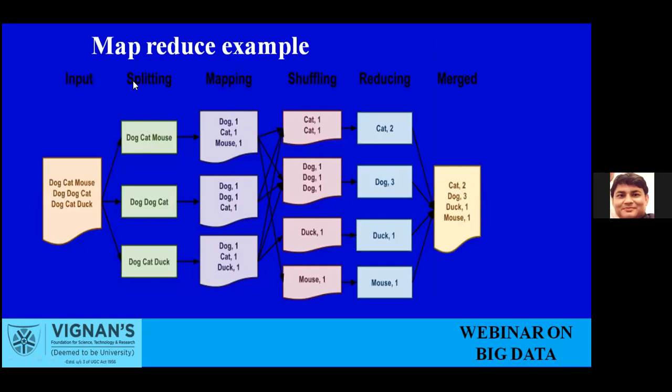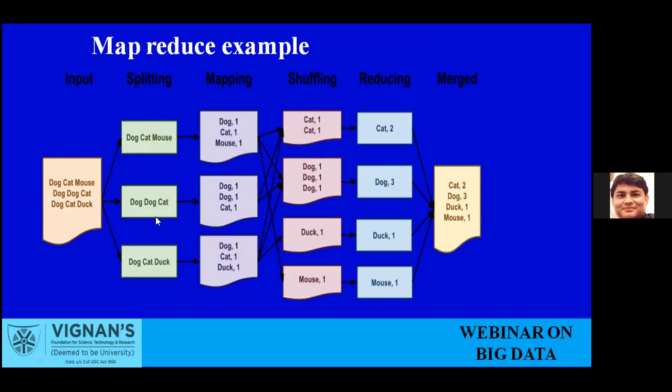Now, this is a simple example which I took for your real-time understanding. This is the first word count program. Suppose you want to count the number of words, right? For that, you can use the map reduce operation here. So these are the files we have: dog, cat, mouse, dog, cat, duck. These are the input files we have.